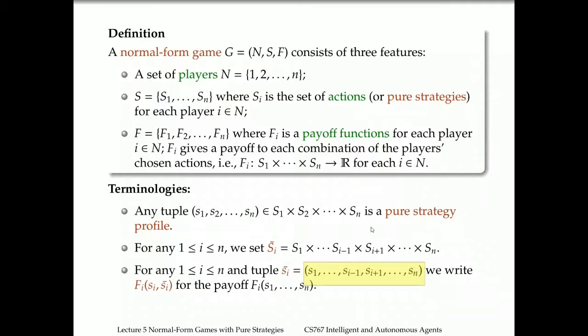And therefore, we can abuse the notation to write f_i(s_i, s_i hat, s_i overline) for the payoff f_i of all of the actions from s_1 to s_n. This is just for notational simplicity. So that's the formal model of games that we are working with.